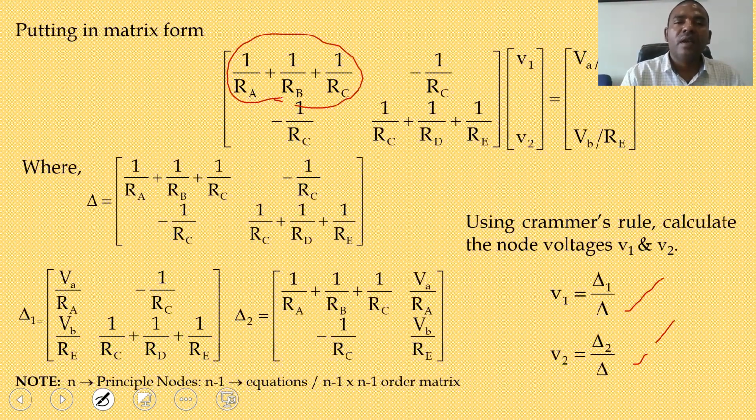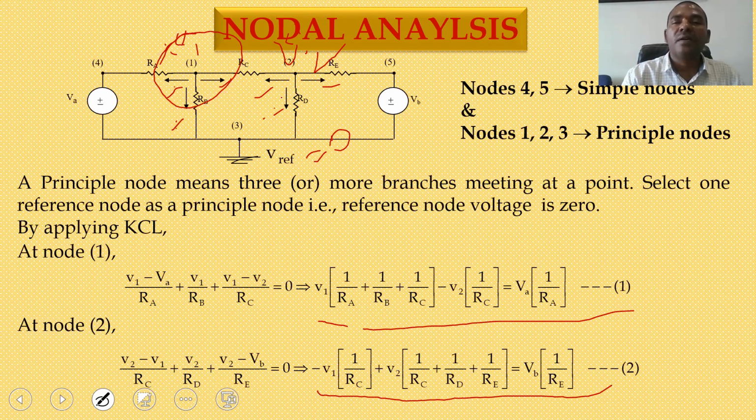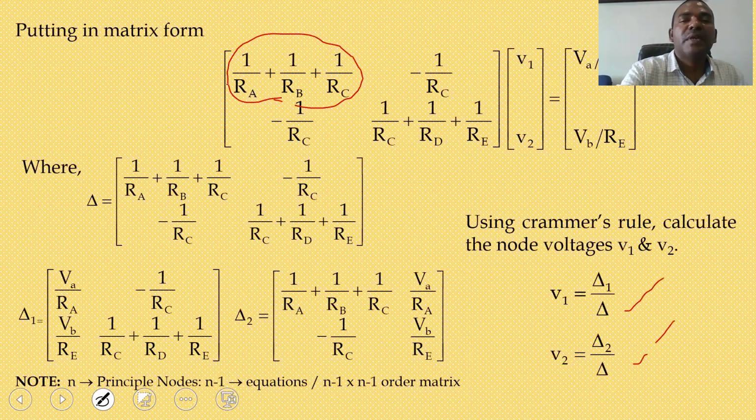Then coming to the A12 or A21. So node 1 to node 2 connecting element, or node 2 to node 1 connecting element. So what is that? RC. Take the reciprocal, since off-diagonal elements must be negative. So minus 1 by RC, minus 1 by RC.